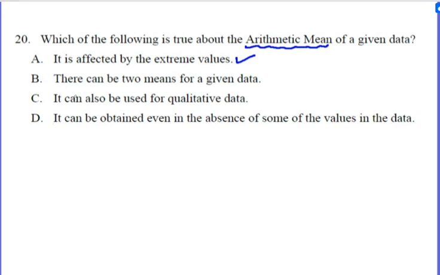Let's see the rest of the choices. There can be two means for a given data? A certain data will have only one arithmetic mean, so B is false. It can also be used for qualitative data? This is also false. We use the arithmetic mean for quantitative data. The last one, it can be obtained even in the absence of some of the values in the data? This is false. We cannot obtain the arithmetic mean in the absence of some of the data. We need to have the complete data set to calculate the arithmetic mean. Therefore, the true statement is A.